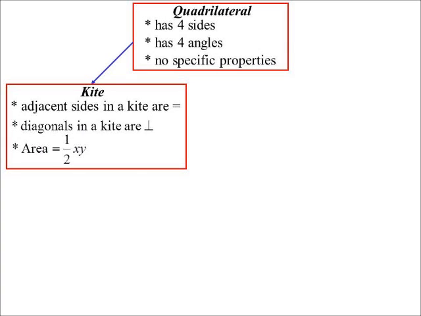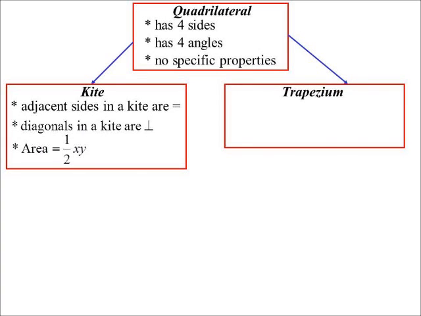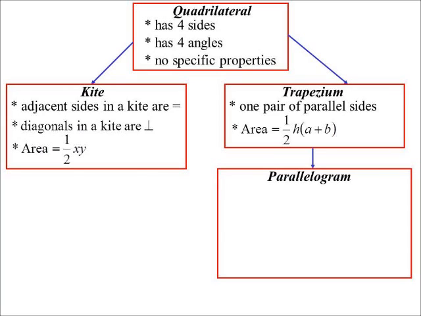Over on the other side, we have the trapezium, where it has a pair of parallel sides, just one pair though. And we have an area formula for trapezium, of course, half perpendicular height and the sum of the parallel sides, so A plus B. Okay, now trapezium then branches down to parallelogram. So it has the features of trapezium.